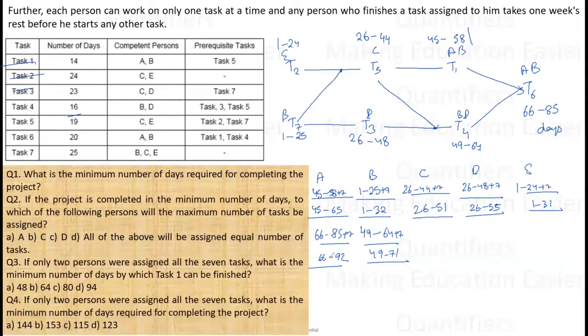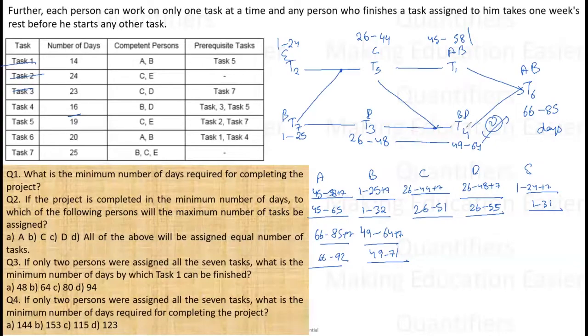Now also there can be a point of confusion: why not wait for D to take the rest and then B to complete it? But remember, we just had a break of 2 days here. It was only a 2-day break. If I made D take a rest, then at least 7 more days of break would come here.